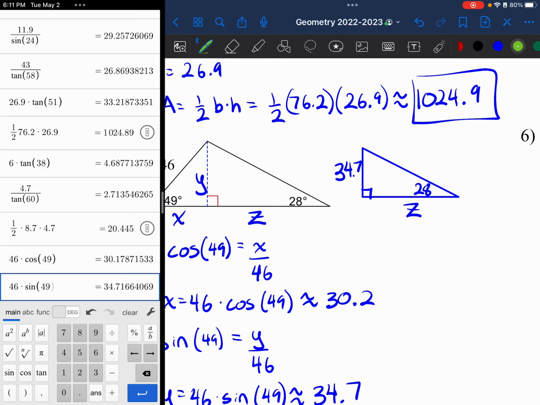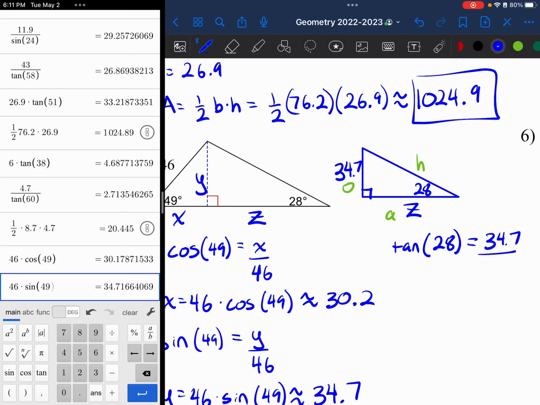So labeling this, we know the opposite of the angle, the adjacent of the angle, and the hypotenuse. In this case, we're not using the hypotenuse, we're using the O and A. That sounds like TOA. We're using tangent of this angle. So I'm going to say tangent of our angle 28 is going to be equal to O over A.